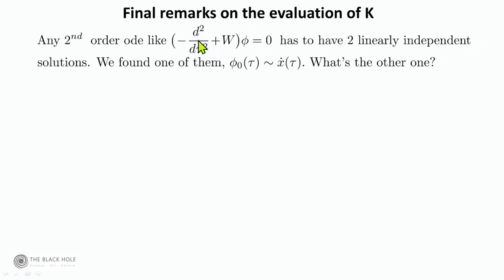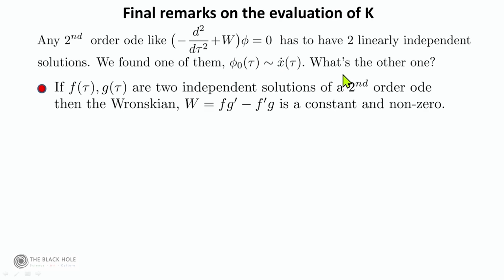For the zero mode, you see, this is a zero mode equation. This is 0 times phi. Now, we just found one of them, which was this x dot. We showed it explicitly. You stick this in here, and this satisfies it. But what's the other one?